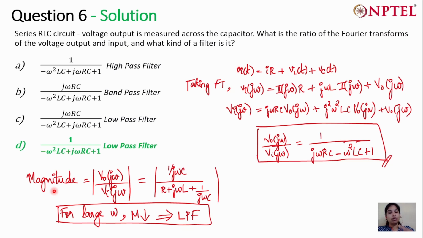What does this mean? For large frequencies, the magnitude or response of the filter is becoming very small. It is actually tending to 0. So, it is rejecting large frequencies and just allowing lower frequencies. So, it is basically a low pass filter. So, in a series RLC circuit, if I measure the output voltage across the capacitor, it is a low pass filter with this kind of output to input voltage ratio.